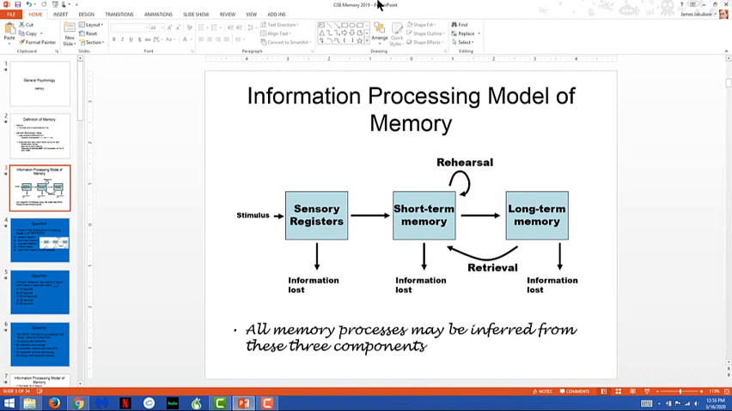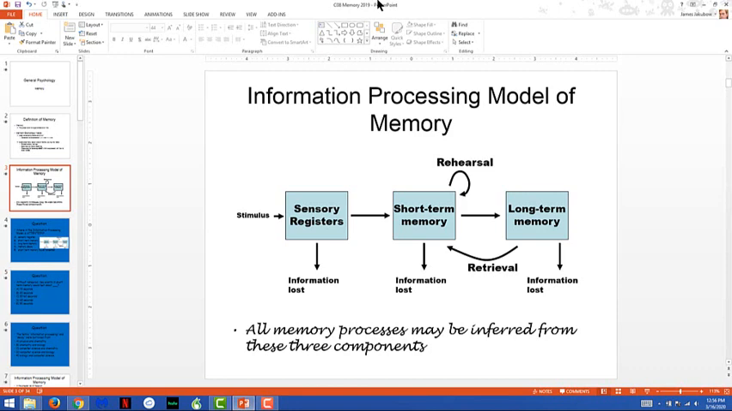Now, to look at the model of memory itself, take a look at it. The model moves from the left to the right. Of course, this is the field of psychology, so as you might imagine, everything gets started with a stimulus, right? Almost nothing, in fact, frankly, starts with a response. Stimuli and response are the two most basic aspects of psychology. Everything starts with a stimulus.